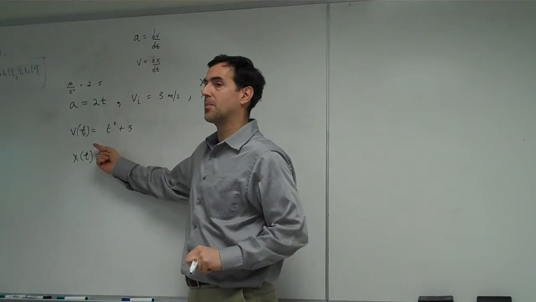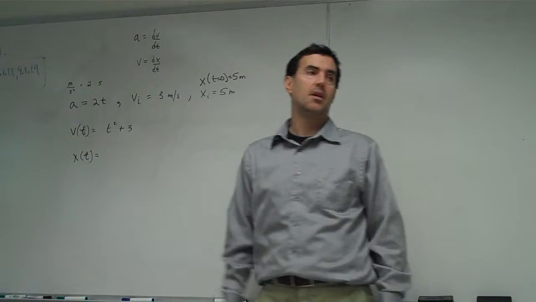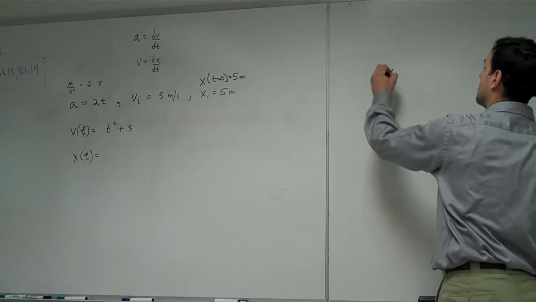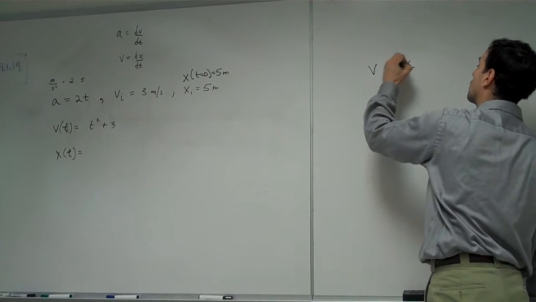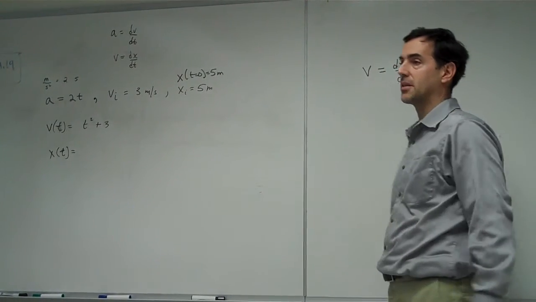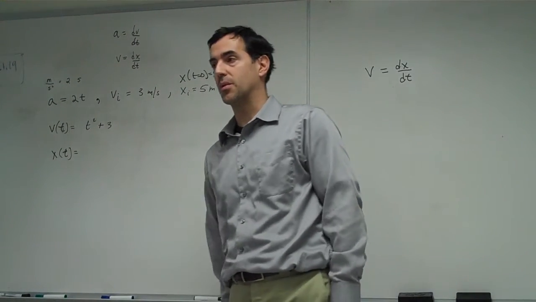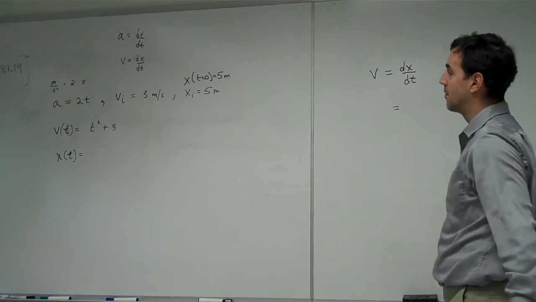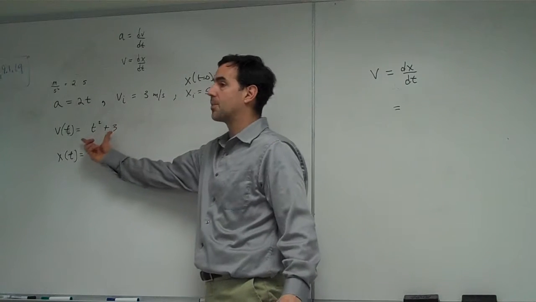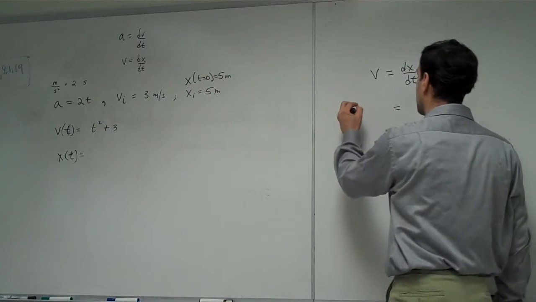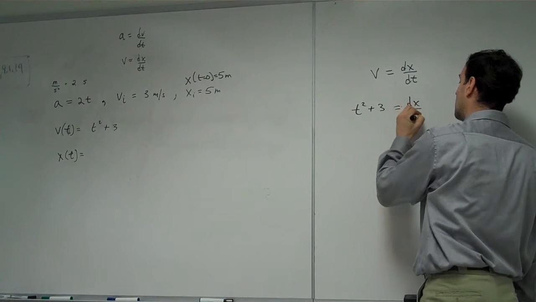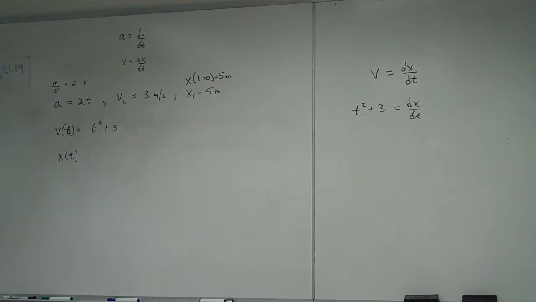Start with my relationship between v and x. The relationship that's true all the time between v and x is that velocity is the derivative of position with respect to time. That's always true. My velocity I got from the previous part as t squared plus 3. Okay, I'm trying to solve for x, or position. Roger, what should I do first?